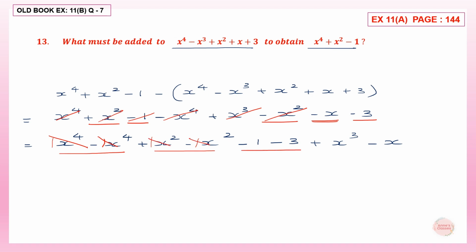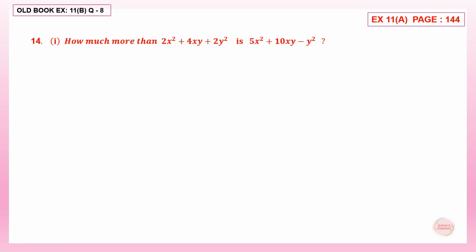Here we have minus 1 minus 3. When signs are the same, we put the same sign and we add. 1 plus 3 is 4. Then we have x to the power of 3 and then we have minus x. So let's write that properly. We start with x to the power of 3, the highest power, and then we write minus x and minus 4. So this is our final answer. x to the power of 3 minus x minus 4.